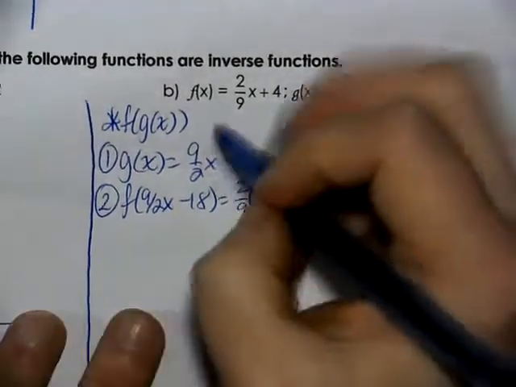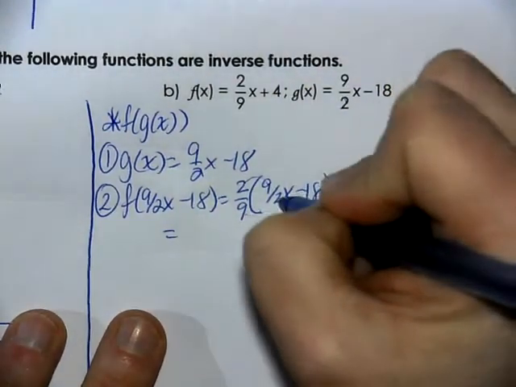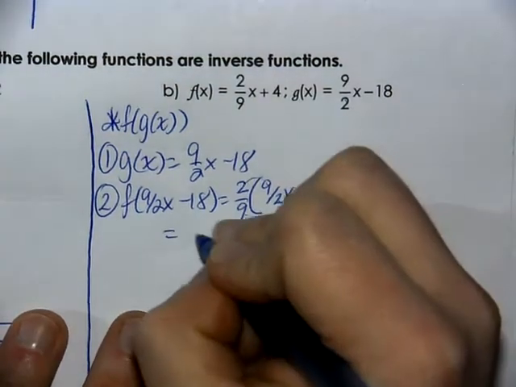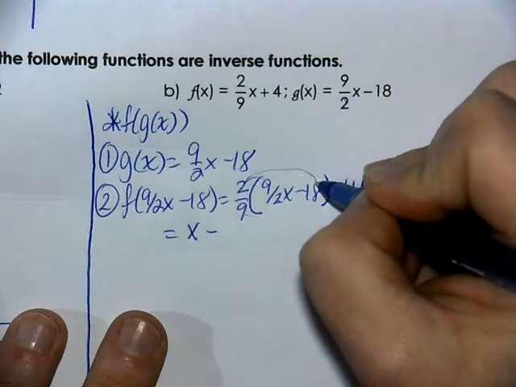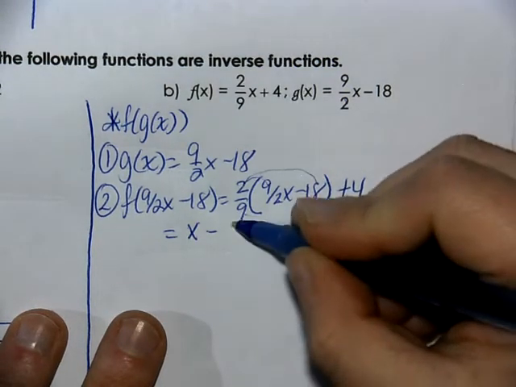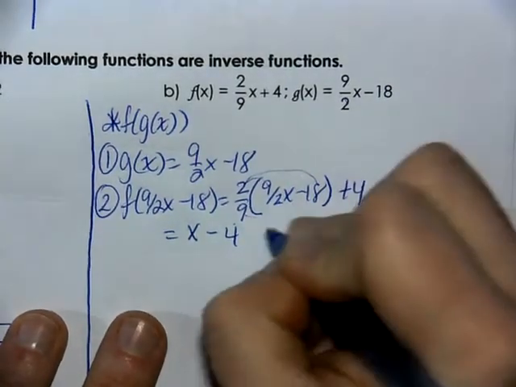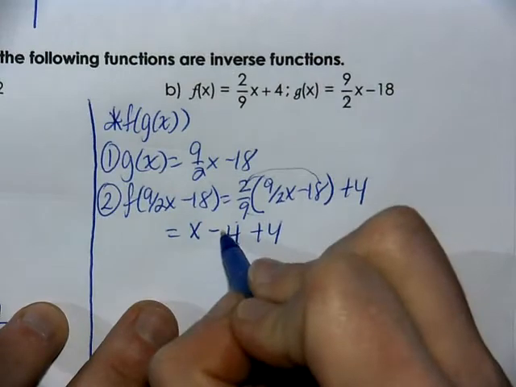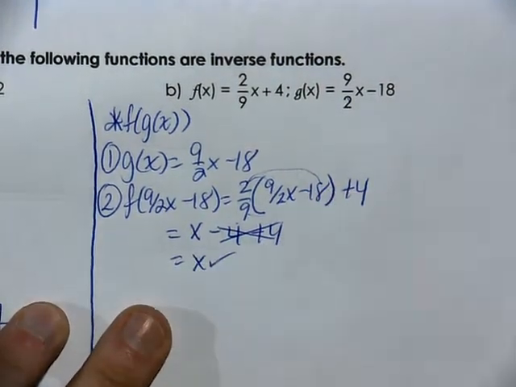So I have 2 times 9, which is 18. 9 times 2, which is 18. 18 over 18 is 1x. 2 times negative 18 is negative 36. Negative 36 divided by 9 is negative 4. So minus 4, and then plus 4. Negative 4 plus 4 cancels away. And so therefore, I am left with x.